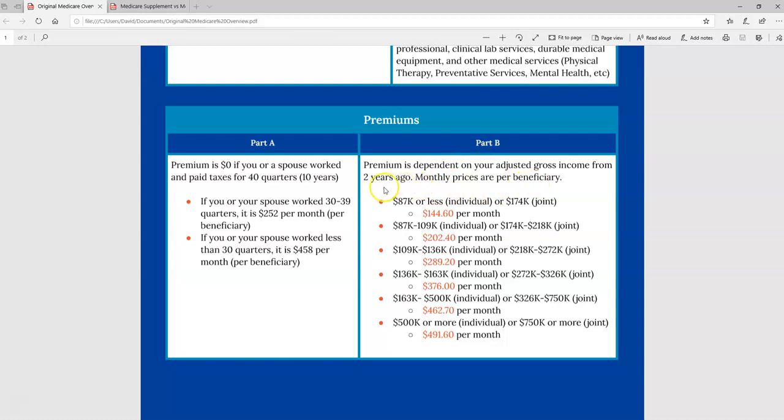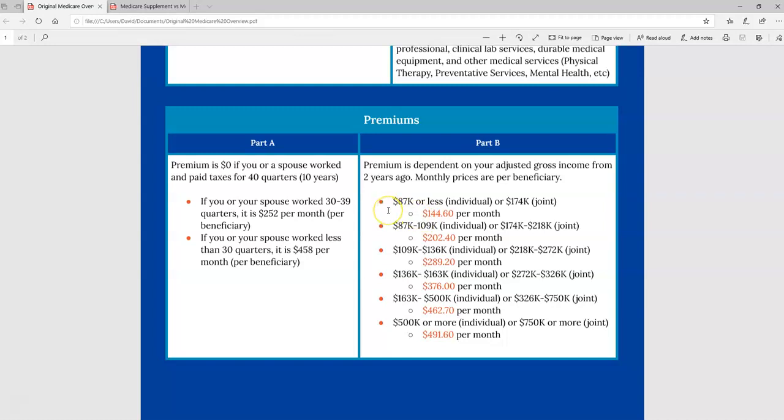So the first income bracket, $87,000 or less for an individual, or $174,000 for a joint filing. This is the main bracket that the vast majority of enrollees in Medicare are going to be in. And so that premium is $144.60 per month. And again, that's per beneficiary. So that's going to be what most enrollees in Medicare are going to fall under. And that's the standard Part B premium for 2020.